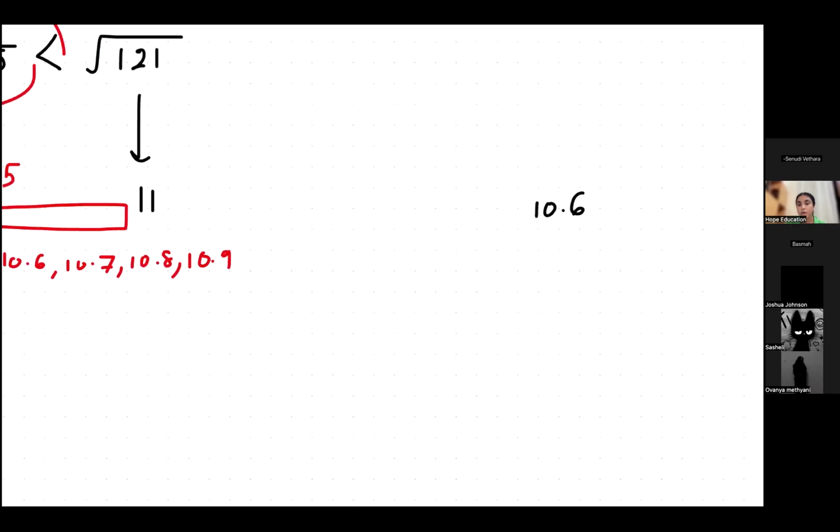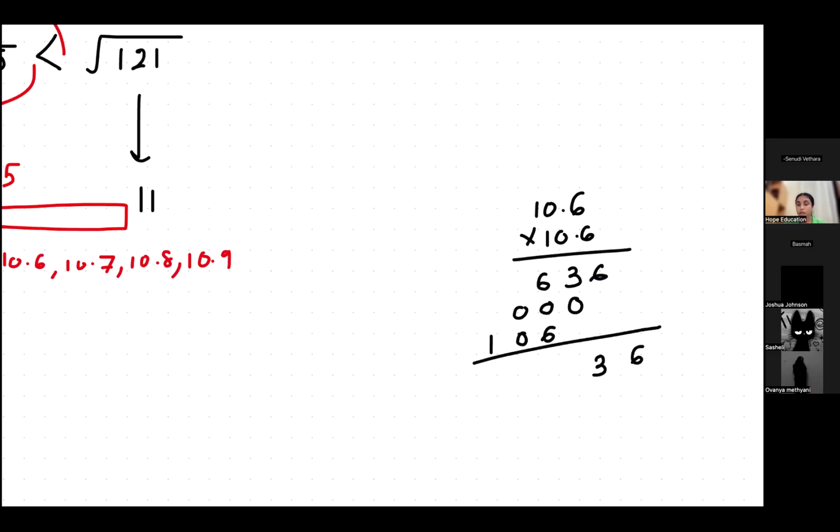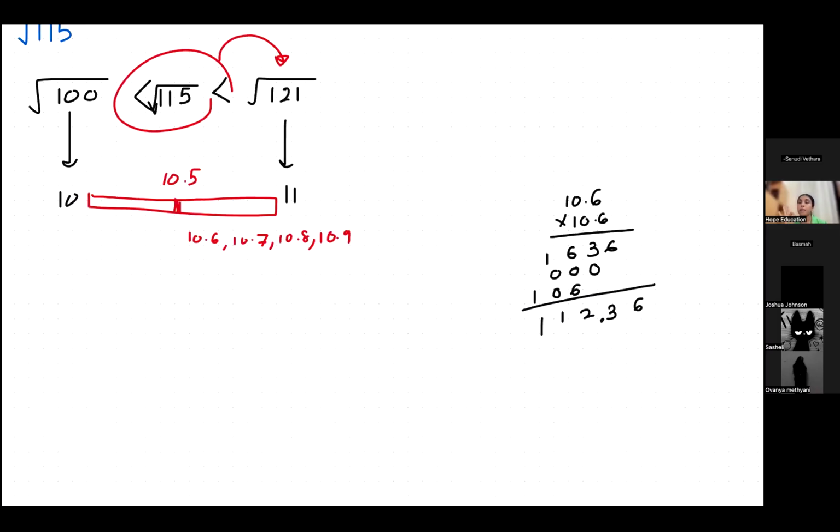10.6 multiplied by 10.6. 6 times 6 is 36, 3 remaining. 6 times 0 is 0, plus 3 is 3. 6 times 1 is 6. 0 times 6 is 0, 0 times 1 is also 0. 1 times 6 is 6, 1 times 0 is 0, 1 times 0 is 0, and 1 times 1 is 1. So 6, 3, 6 plus 6 is 12, 1 remaining, 1, 1. Placing the decimal point, we get 112.36. So 10.6 multiplied by 10.6 is 112.36.